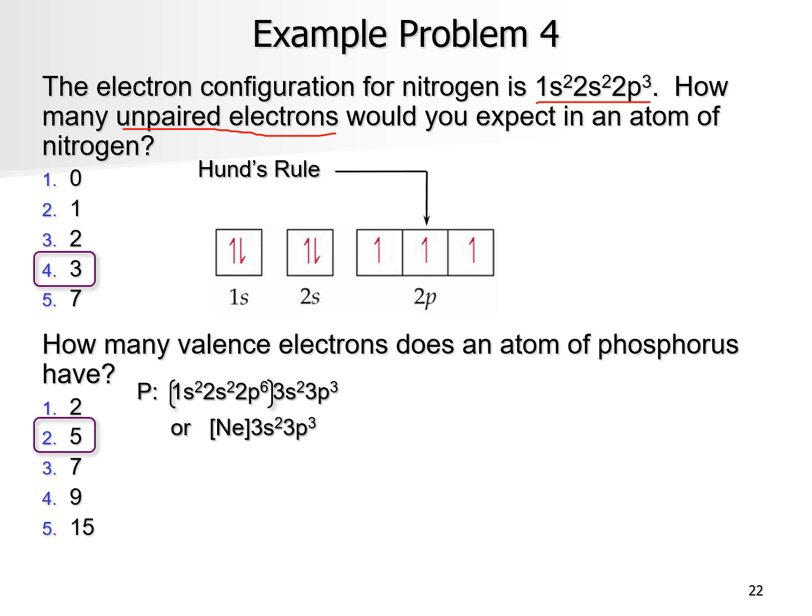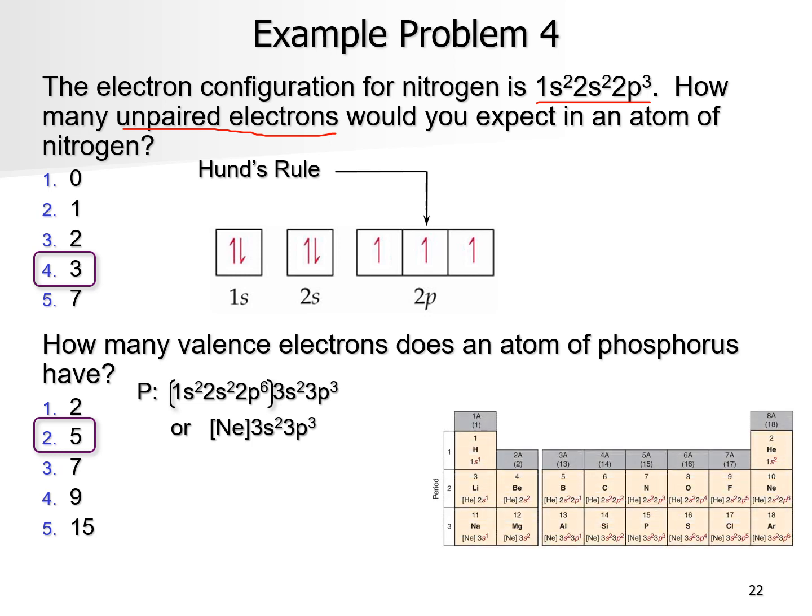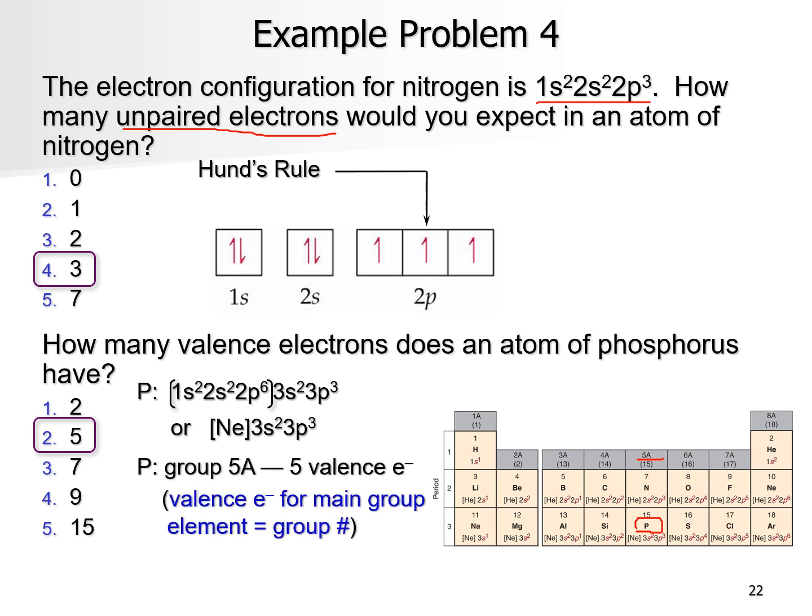But there's a better approach. The better approach is, where's my phosphorus? If you realize this is where phosphorus is, what is the group number? The group number indicates the number of valence electrons, as we already discussed. So phosphorus definitely has 5 valence electrons because the group number tells us so. So I just want you guys to remember, the valence electrons for a main group element is equal to the group number itself.